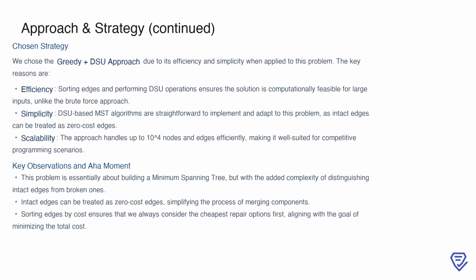The simplicity of implementation is also a significant advantage, as treating intact edges as zero-cost edges integrates seamlessly into the DSU-based MST algorithm. Additionally, this method aligns perfectly with the goal of minimizing repair costs while ensuring connectivity. One of the key insights here is that the problem essentially revolves around constructing a minimum spanning tree, with the added complexity of distinguishing between intact and reparable edges. By sorting edges by cost, we ensure that the cheapest repair options are always considered first, which is the core principle of a greedy algorithm. This insight was a pivotal moment in simplifying the problem and arriving at an efficient solution.